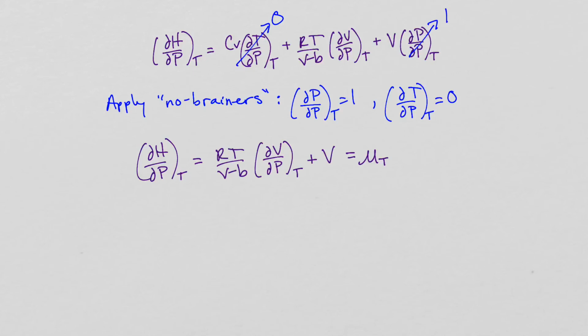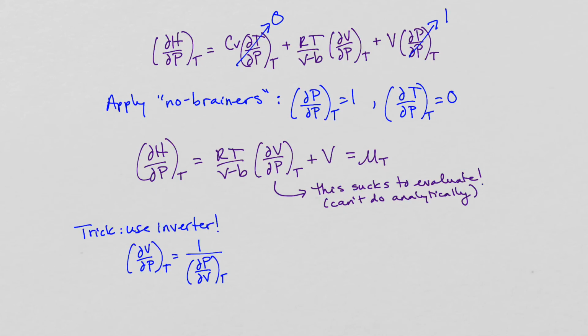One thing that I'll point out is that this quantity right here sucks to evaluate. You can't actually do that analytically, which is what we would like to do. So you might be saying, well, then what use is this equation? Well, it turns out we have a trick to get around that nasty derivative that we don't want to evaluate, and it is called the inverter. So this is the inverter trick.